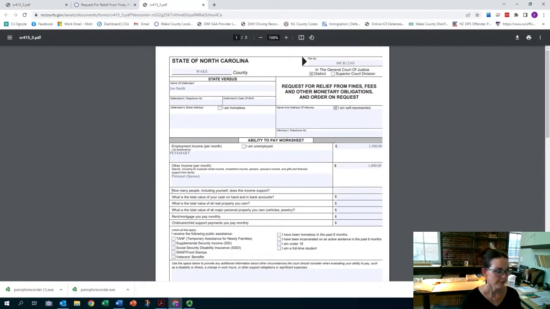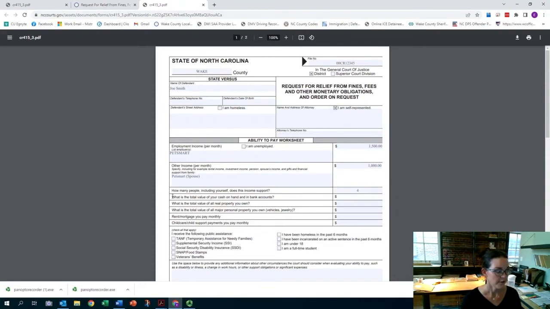The next question is how many people, including yourself, does this income support? When you're calculating that number, you count yourself as 1. Then you add to that number the additional people that it supports. For instance, if it's you and your spouse and 2 children, 1, 2, then you have a total of 4. You, your spouse, and your 2 children. So then you want to add that number to that block.